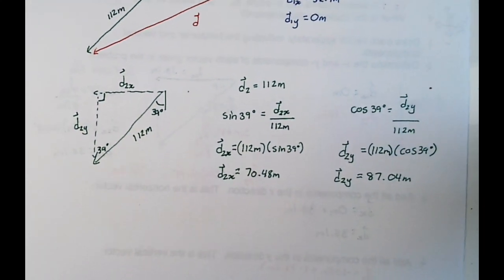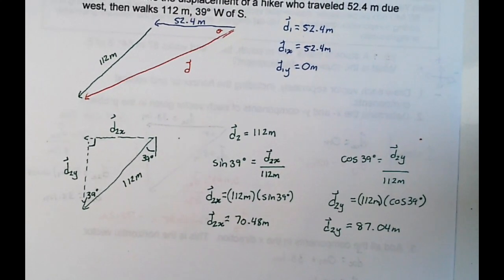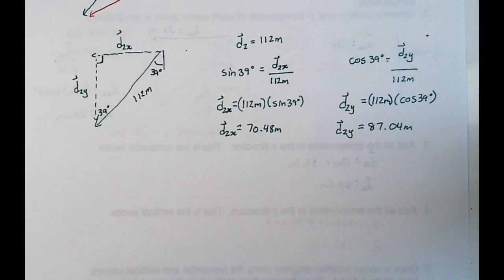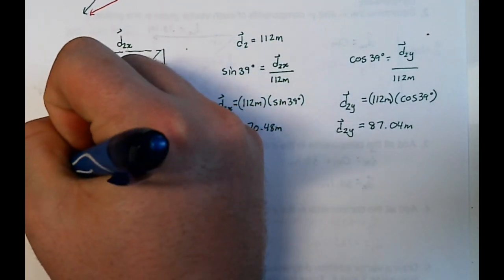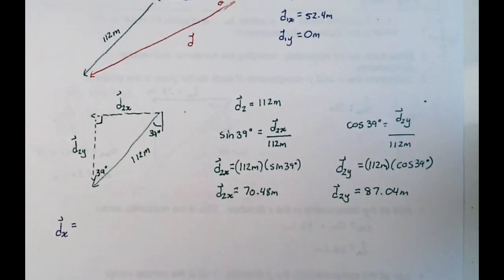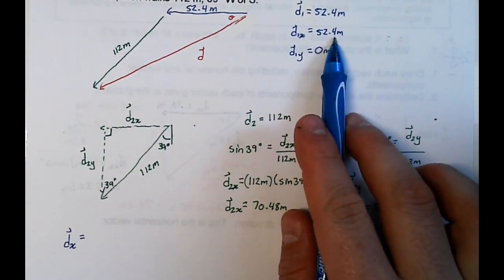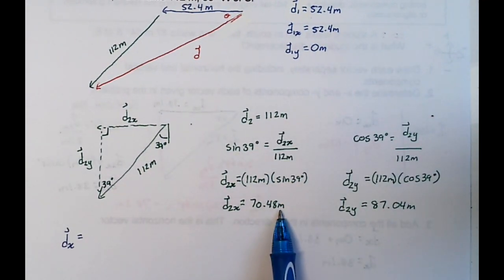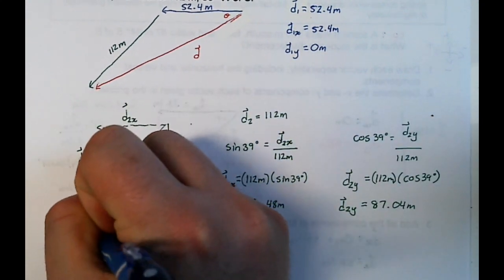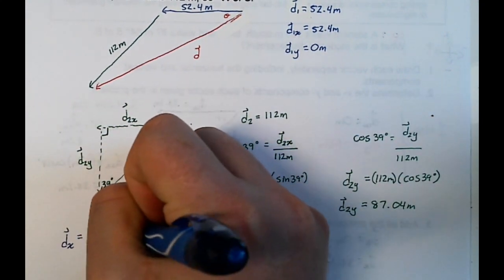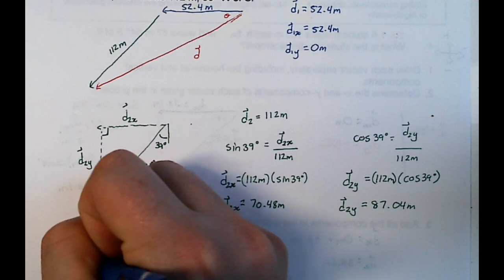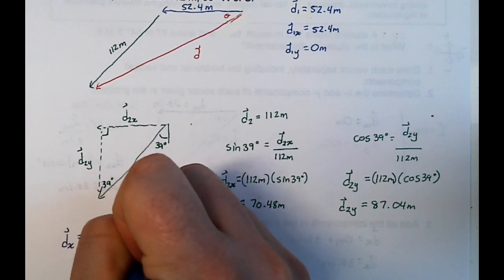Good. So now that we've determined the horizontal and vertical components of each leg of the trip, we need to create a total vector addition diagram. To create our total diagram, our x component is going to be equal to our x component of the first leg, 52.4 meters, plus 70.48 meters, the x component of our second leg. So 52.4 meters plus 70.48 meters is going to give you an answer of 122.88 meters.